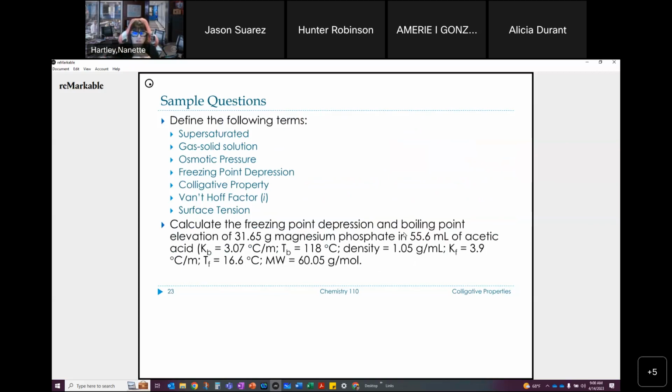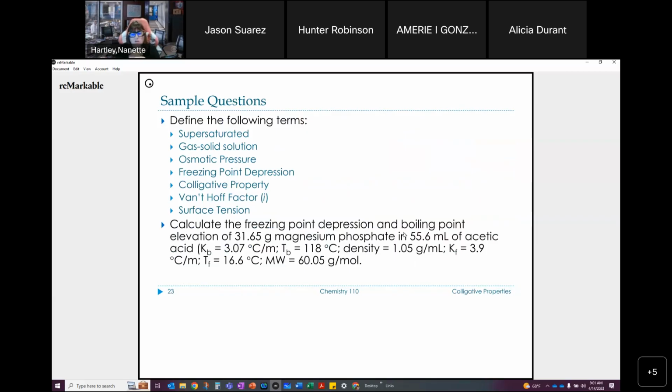Calculate the freezing point depression and boiling point elevation of 31.65 grams of magnesium phosphate and 55.6 milliliters of acetic acid, which has a Kb of 3.07 degrees C per mole and a Tb of 118 degrees C. The density is 1.05 grams per milliliter. Kf is 3.9 degrees C per mole. Tf is 16.6 degrees C. And the molecular weight is 60.05 grams per mole for acetic acid.